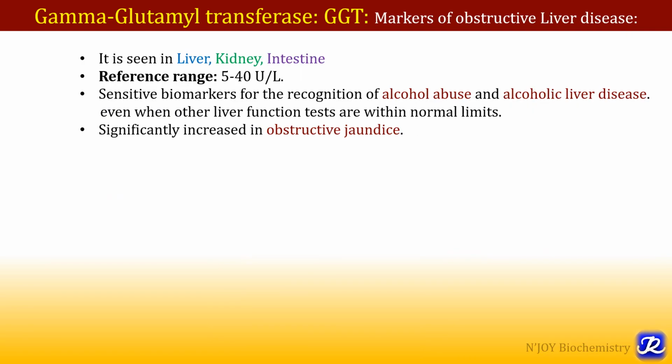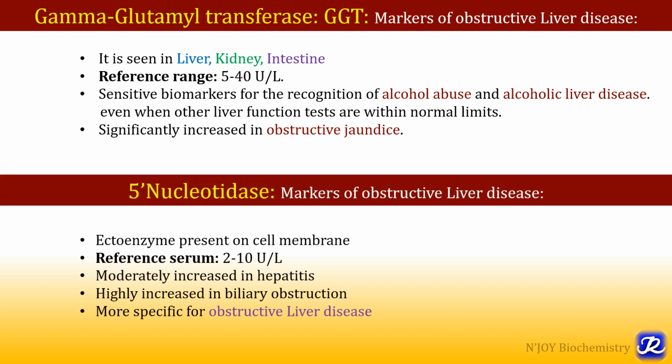The second marker of obstructive liver disease or cholestasis is gamma glutamyl transferase, that is GGT. It is seen in liver, kidney and intestine, and the reference range is about 5 to 40 units per liter. This gamma glutamyl transferase is a sensitive biomarker for recognition of alcohol abuse, and it is increased in alcoholic liver disease. It is increased even when the other liver function tests are within normal limits. So it is an important biomarker indicative of alcoholic liver disease, and it is also significantly increased in obstructive jaundice.